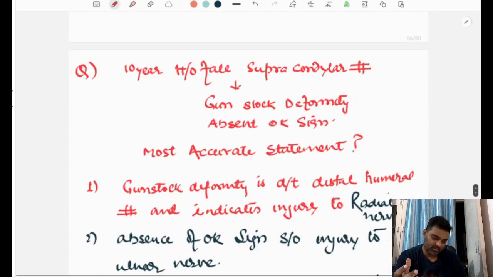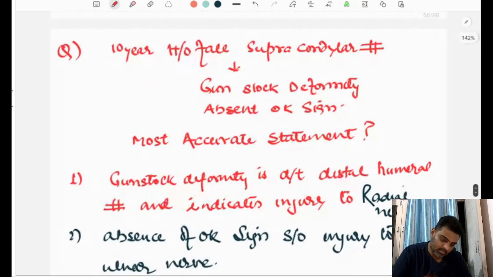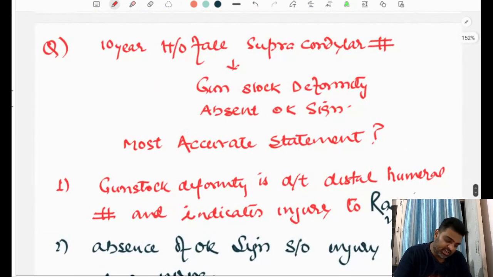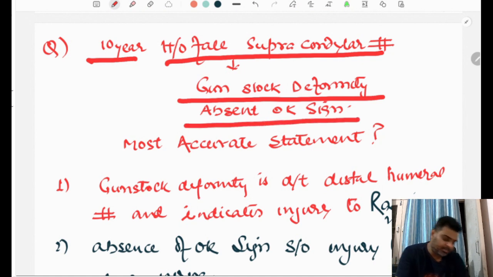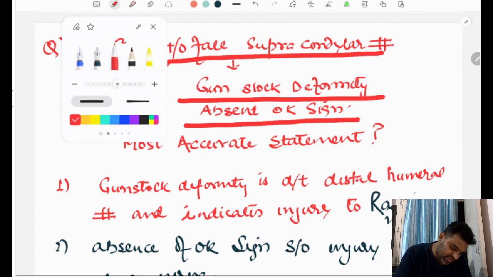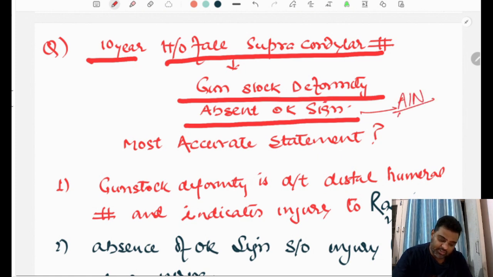Okay. Now, this is a very important question. A 10-year-old with a history of fall, and there is supracondylar fracture with the development of gunstock deformity, absent OK sign. If there is a patient of supracondylar fracture and there is an absent OK sign, which nerve is involved? That means it is involvement of anterior interosseous nerve, which is a branch of median nerve.